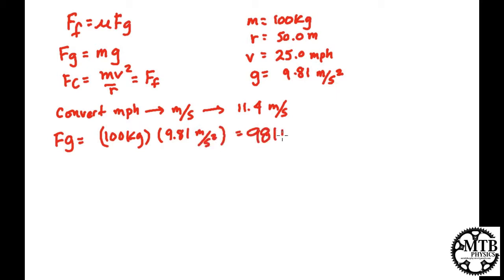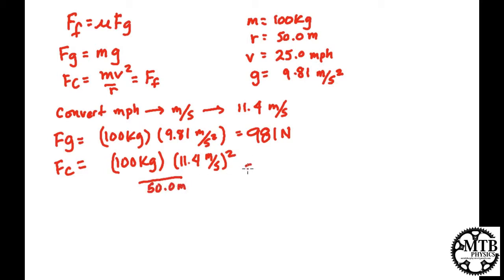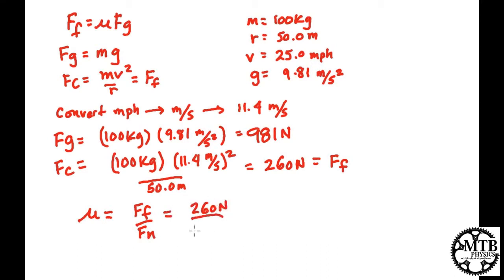Our centripetal force, 100 kilograms times 11.4 meters per second squared, divided by 50 meters. That will equal 260 newtons, which is also our force of friction. Coefficient of friction then is force of friction divided by normal force, 260 newtons divided by 981 newtons. Our answer, 0.265.